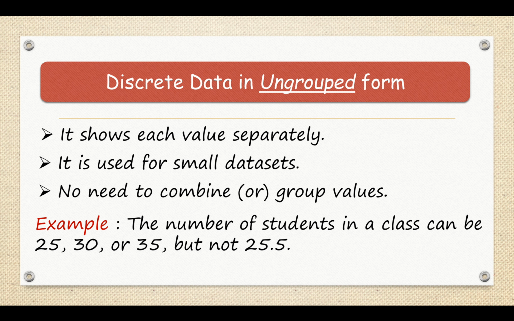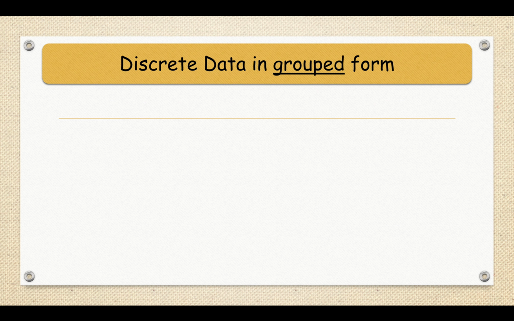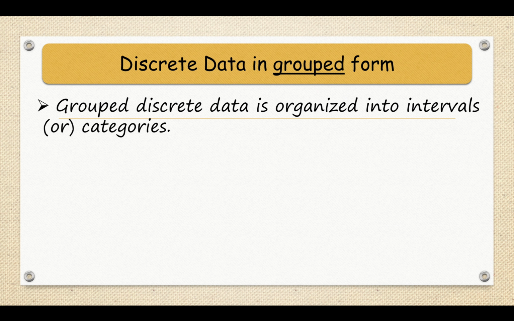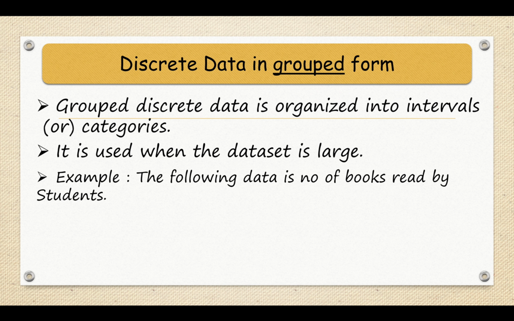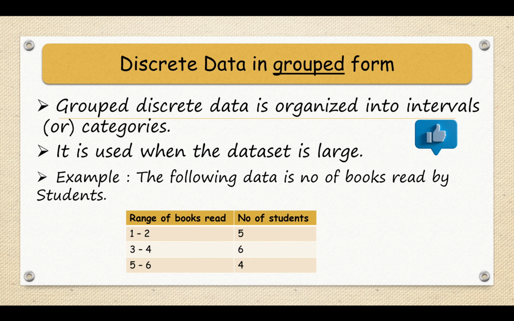Discrete data in grouped form. It refers to data that is organized into intervals or categorized, especially when the data set is large. Let us see an example. The following data is the number of books read by students. If a student read 1 or 2 books, they will fall under the 1 to 2 range. If a student reads 3 or 4 books, they will fall under the 3 to 4 range. Similarly, you can have the remaining. You need to remember one thing. When you deal with large data sets, ungrouped data is often converted into grouped data to make analysis more manageable.